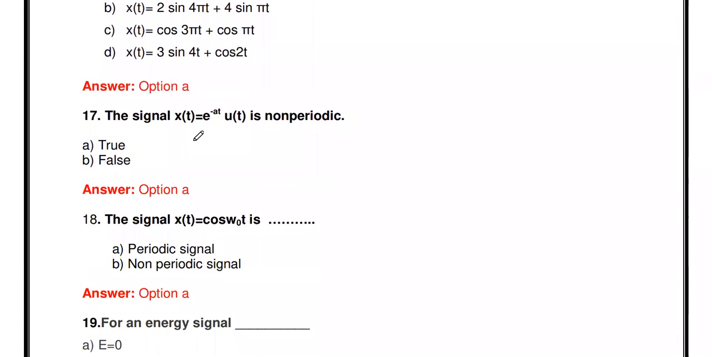And the signal x of t equal to e power minus at u of t is a non-periodic. So the statement is true or false? What is e power minus at u of t? It's an exponentially decaying signal. Is this exponentially decaying signal periodic or non-periodic? Non-periodic. As per the definition, a signal which does not repeat after a regular interval is non-periodic. Yes, so it's true, option A.